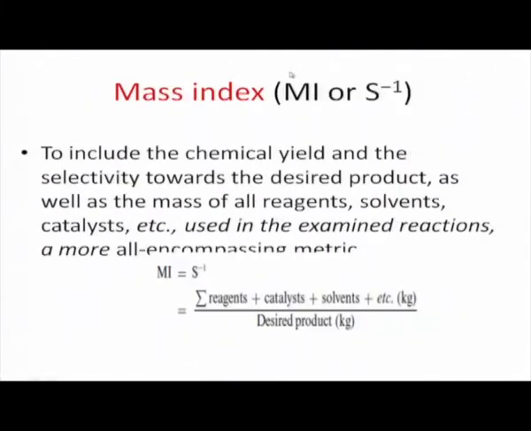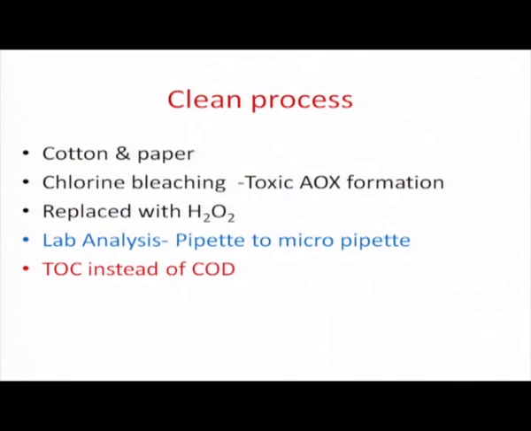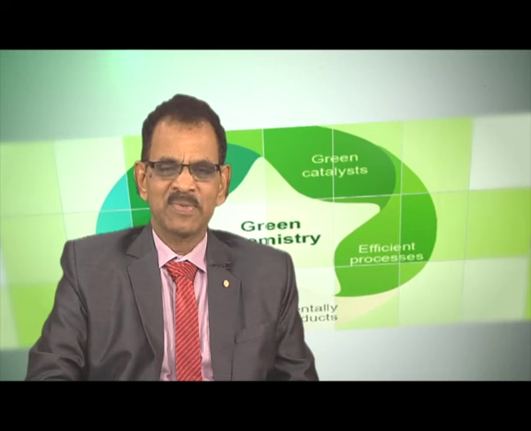Another term used is mass index, MI, which is the summation of reagents plus catalyst plus solvent, etc., normally expressed in kg weight, divided by the desired product, what we want. That is called mass index. It is the reverse of what we discussed earlier, where the product goes to the denominator. So far we have discussed all these terms, and now we will see some examples of clean processes.